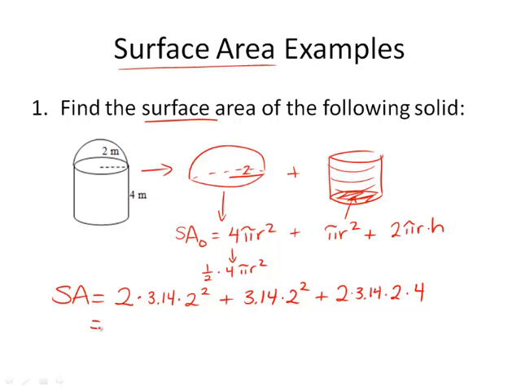Let's compute that. I'm just going to type that into my TI-83. You could go piece by piece and calculate each of these components first and then add them. Depending on what calculator you have, you should get an answer of 87.92 meters squared.